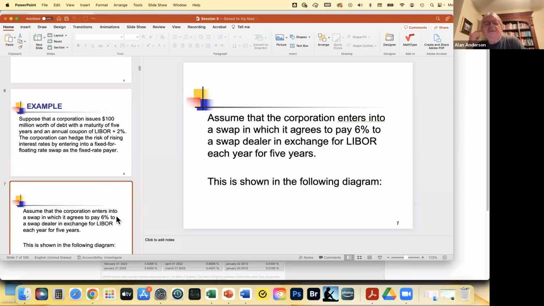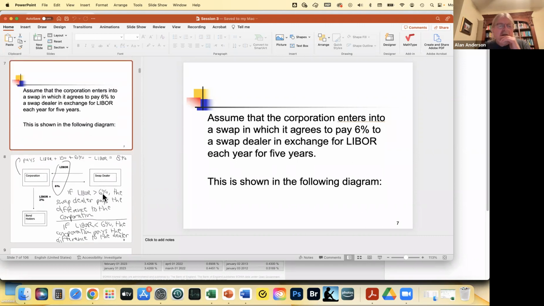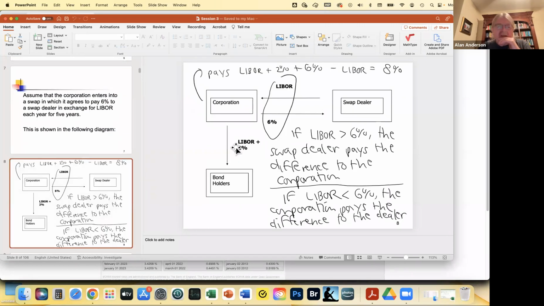So let's say they find a dealer who agrees to pay 6% or receive 6% from us in exchange for LIBOR. Okay, it would be dollar LIBOR. And of course, now it would be SOFR, but okay. Let's just say that this is the deal. So the corporation now, what is this diagram telling us? The corporation is paying, one more thing.